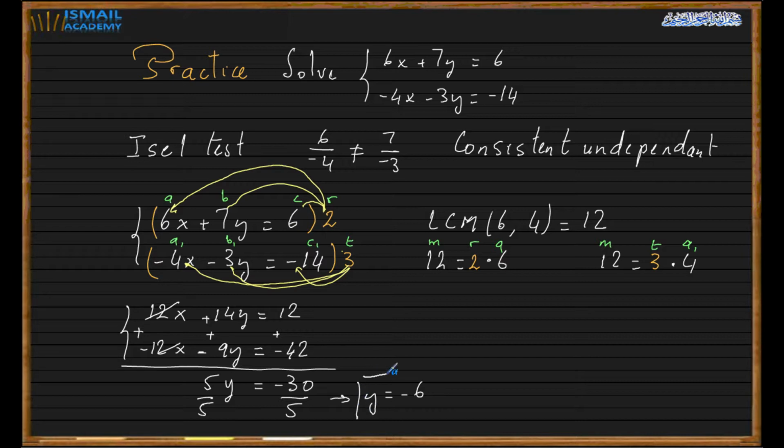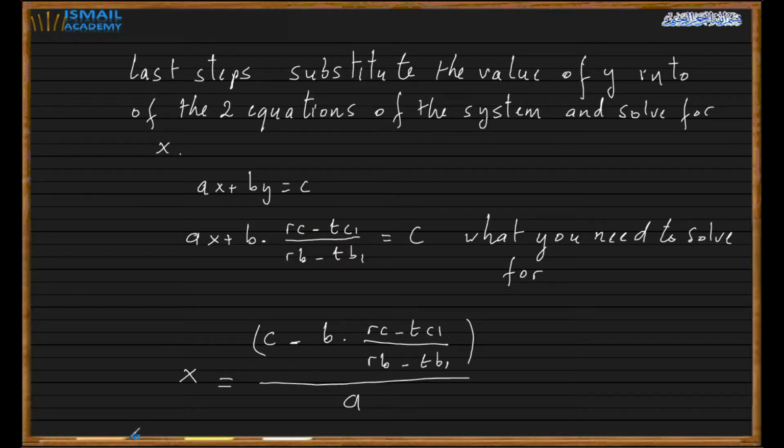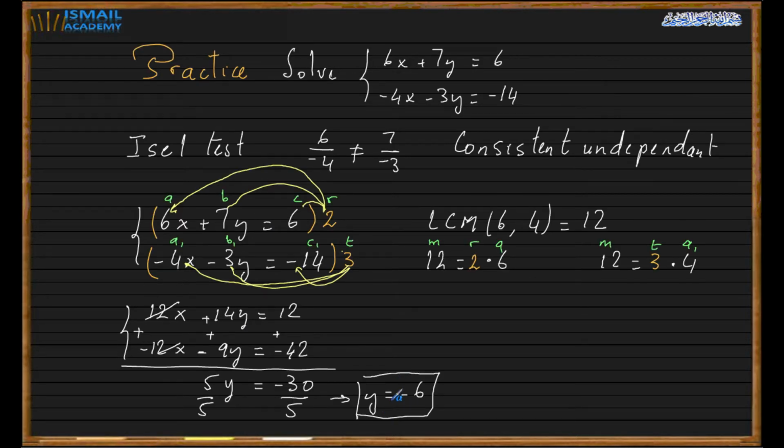Now I got my y. You see on the previous page we had a very crazy y. But look, when we use numbers, it's just a number. So this is what I told you: don't be scared about the actual form of the value of y. So now y is minus 6.